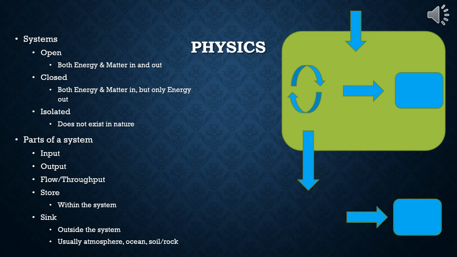Within the system, there is this thing called a store. This is where you hold matter or energy for use later on within the boundary of the system. Outside the system, there is this thing called a sink. These are places where the matter or energy is stored outside the boundaries of the system. And almost exclusively, your sinks are going to be the atmosphere, your oceans, or your soil and rock.